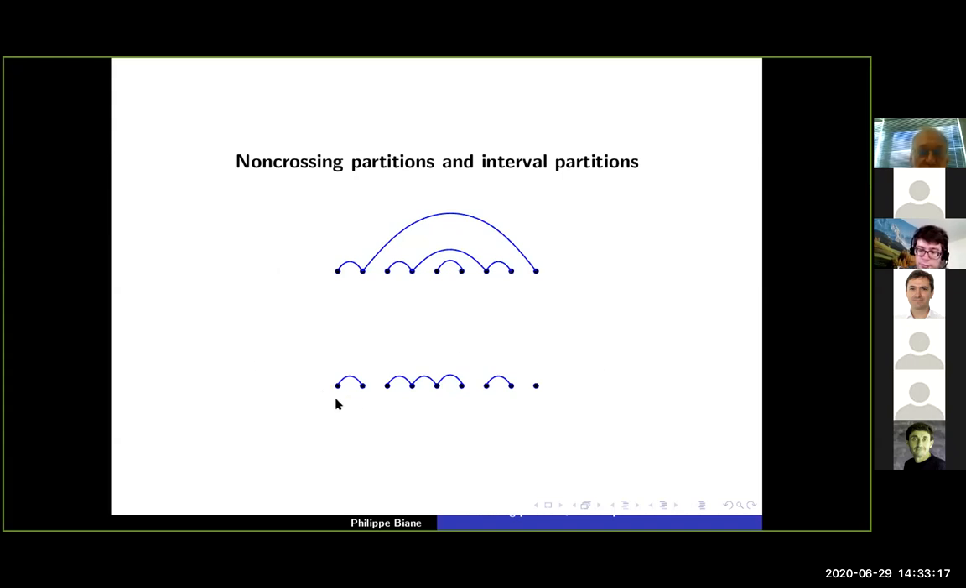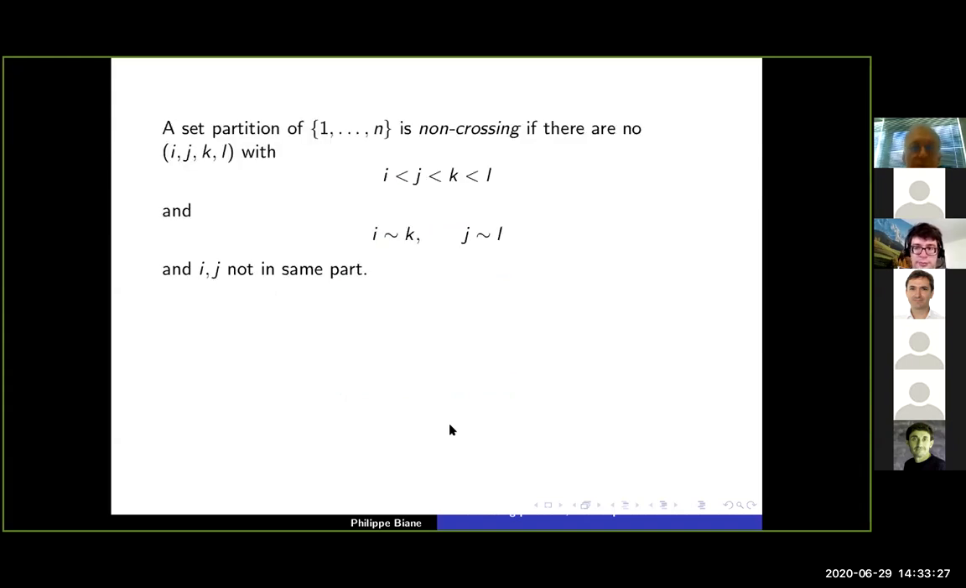And below is an interval partition, where the parts of the partition you see are intervals. They consist of consecutive points. So let me now be more precise. I consider set partitions of the set of integers from 1 to n, and I say it is non-crossing if there are no crossings. A crossing is a quadruple of points, i, j, k, l, which are in this order, such that i and k are in the same part, j and l are in the same part, but the two parts are distinct.